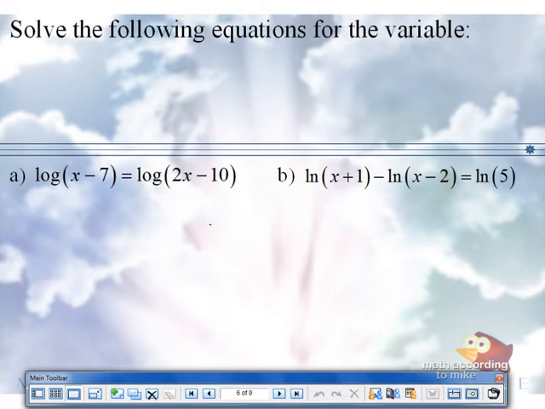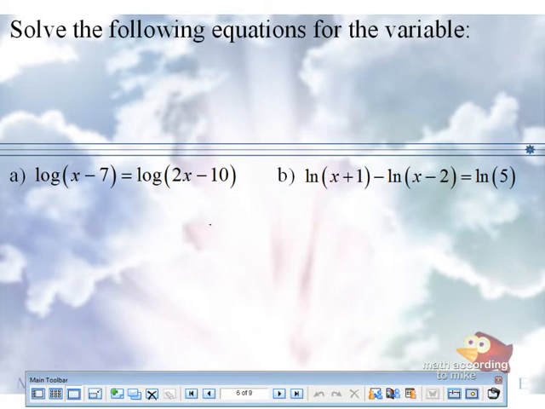Solve the following equations for the variable. What type of equations are these? Logarithmic. There's going to be two ways to solve a logarithmic equation. The way we're going to do is what is called the one-to-one property.